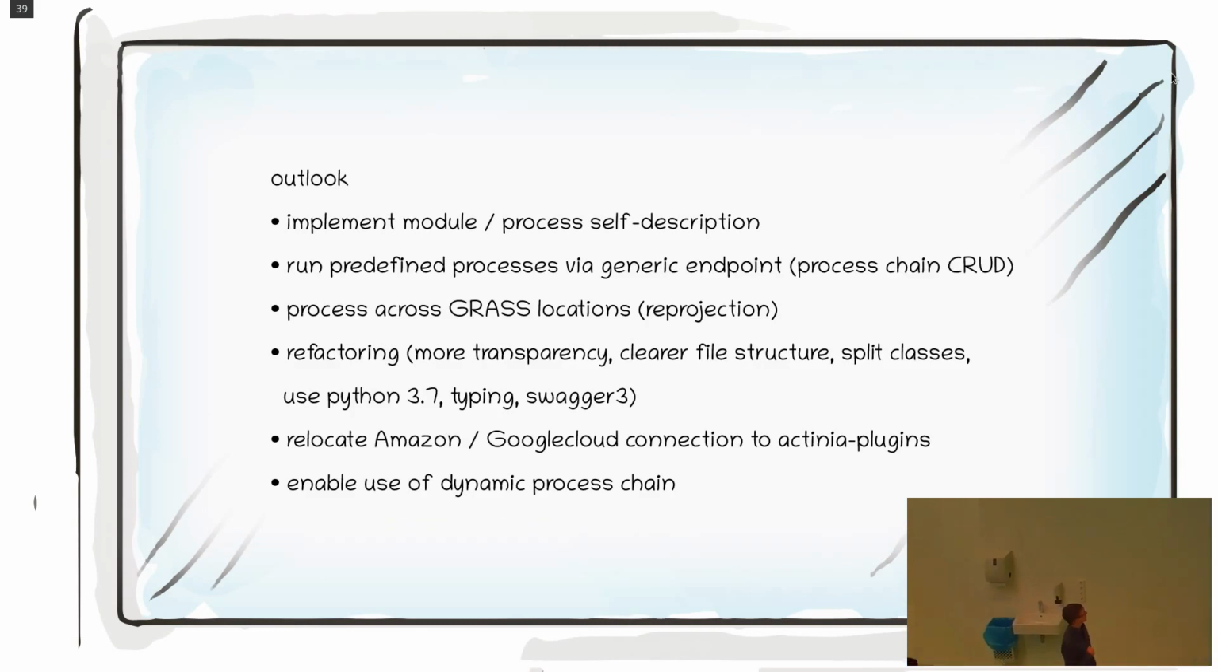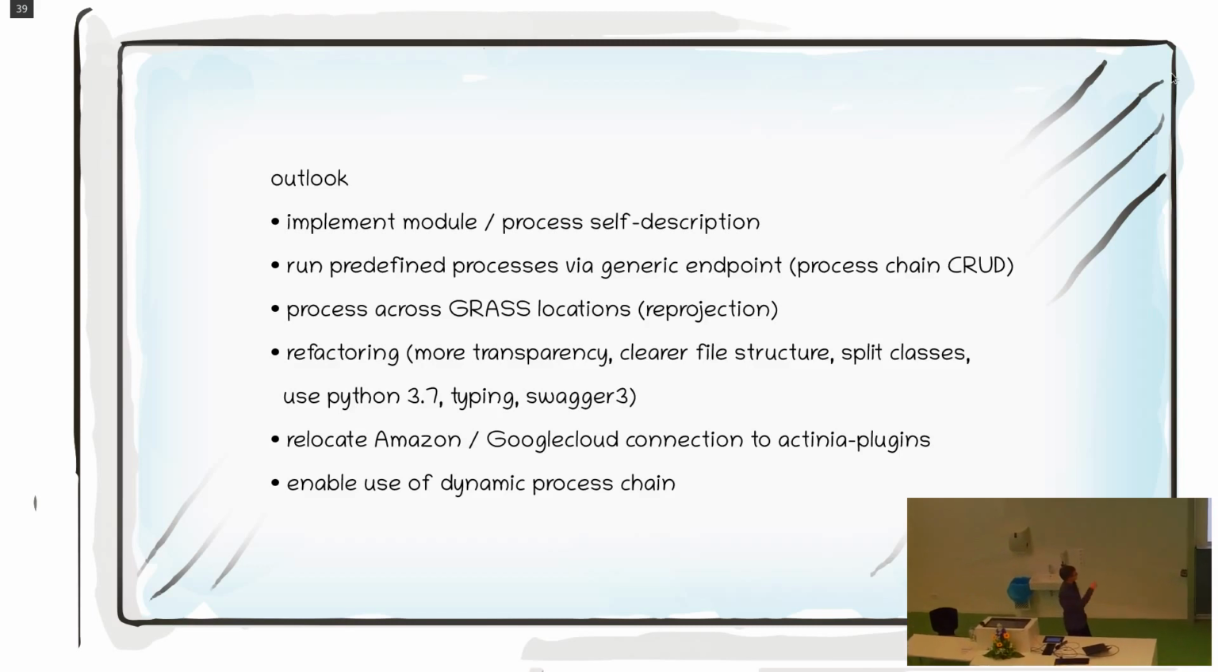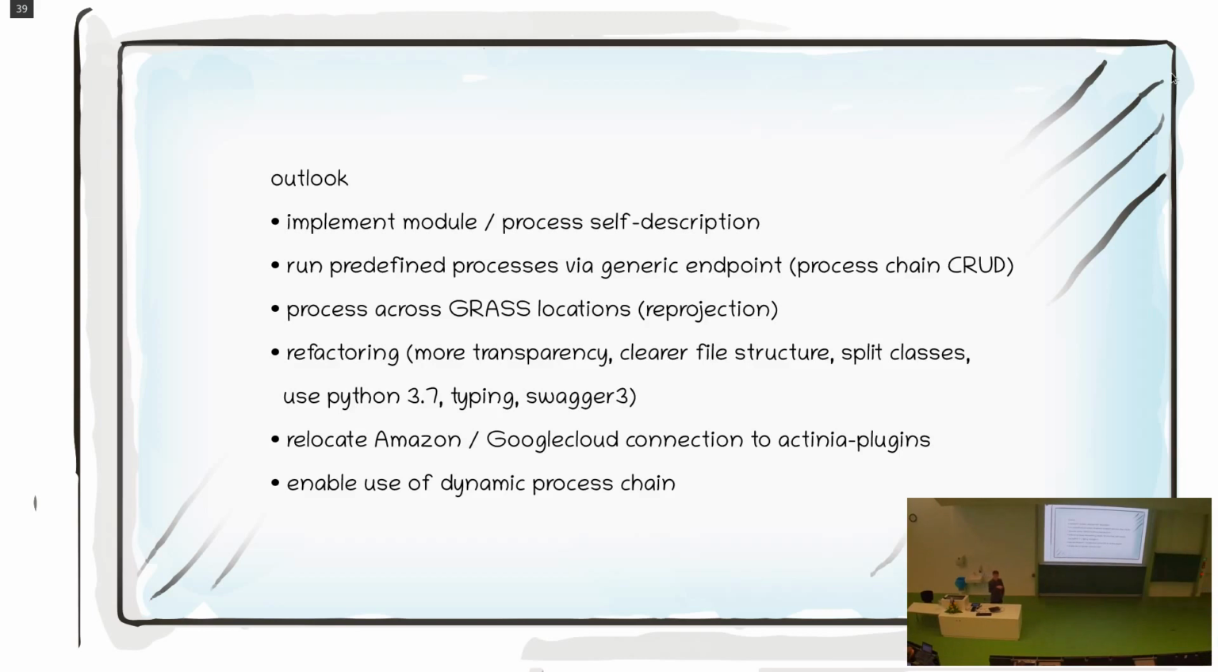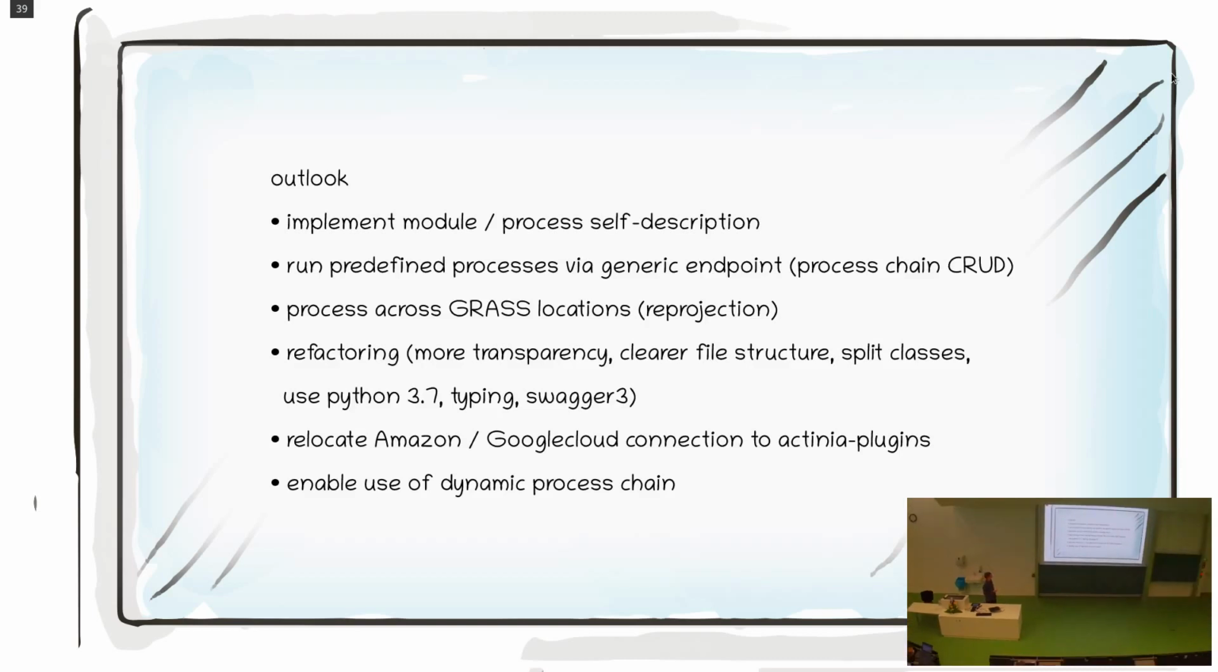So what's upcoming? Implement more stuff and have also process self-descriptions, so that we can probably also wrap it one day to WPS. Not sure about that, if we really want to do it or not. Reprojection support isn't yet there. We have to do a full refactoring. So this actinia has been developed over a few years, but now we really want to refactor everything, make it more beautiful and so on. This will happen at some point. Using Swagger 3, for example, is also one part, but it's a big job. So maybe, I don't know, 100 days of work, not sure yet.